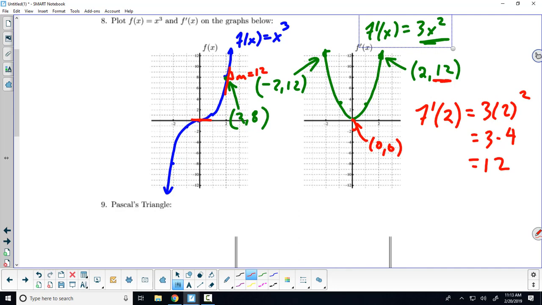You want to talk about that? If the derivative is always positive, then the function must always be increasing.